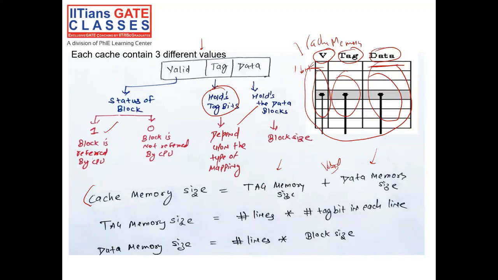The tag and the data bits correspond to each line. This is a block, this is a line, and corresponding to the block, a tag is there. Tag memory size means number of lines in the cache multiplied by number of tag bits in each line. Similarly, number of lines multiplied by block size gives data memory size. If you add these 2 terms, you can find the cache memory size. If the valid bit is there, then you need to add that also.